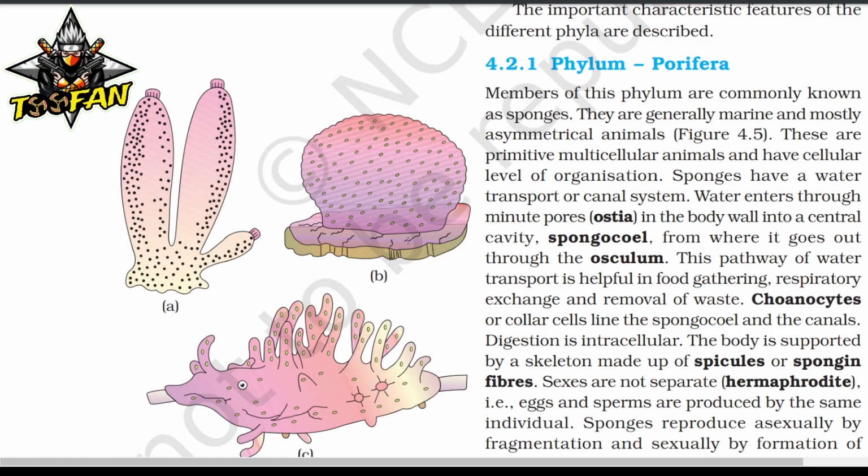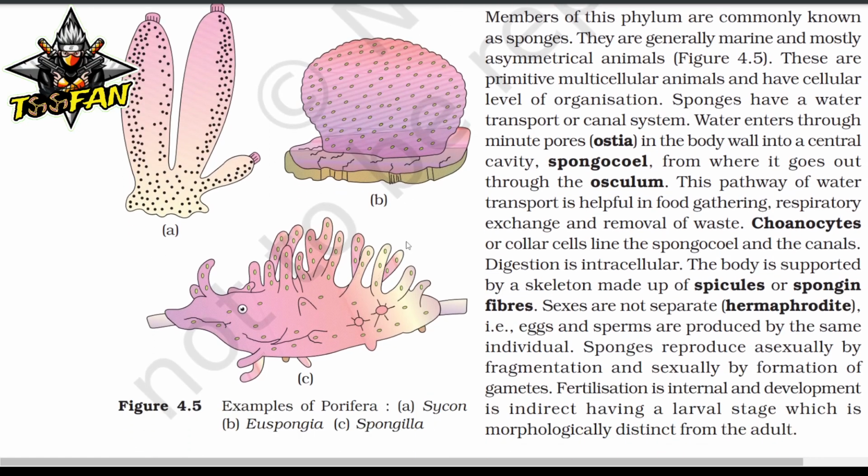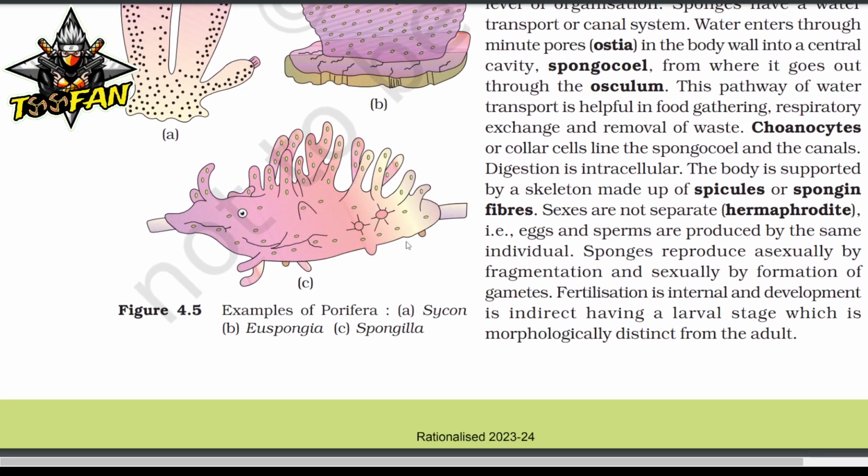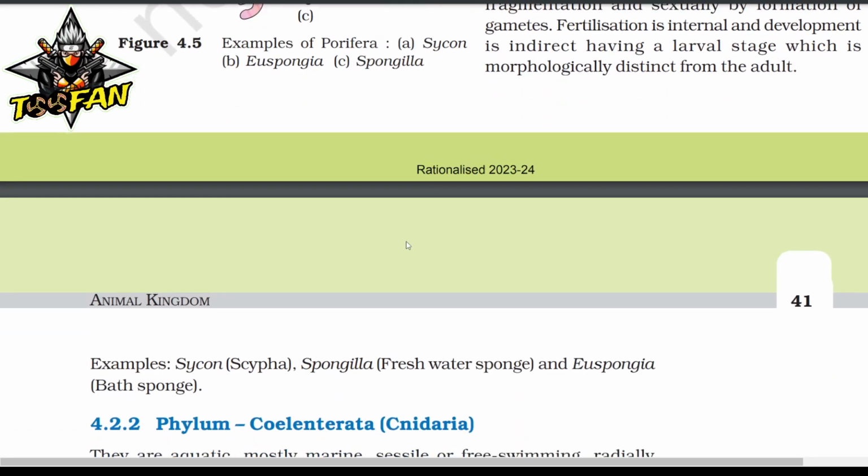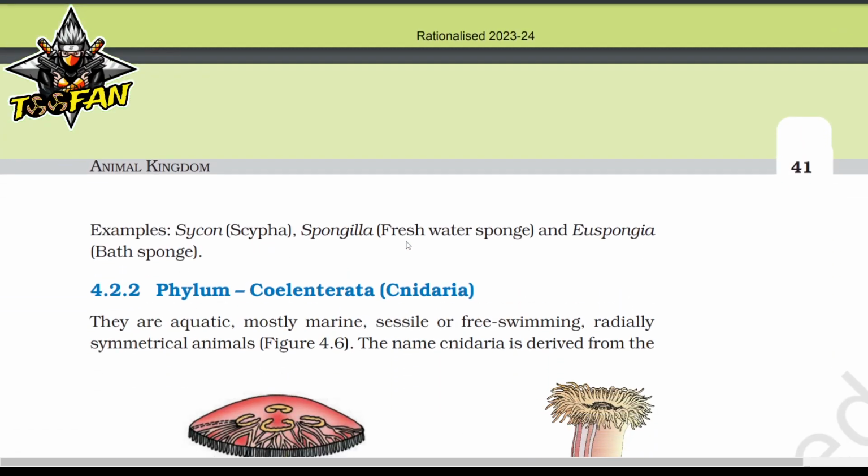Sexes are not separate; they are hermaphrodite, that is, eggs and sperms are produced by the same individual. Sponges reproduce asexually by fragmentation and sexually by the formation of gametes. Fertilization is internal and development is indirect, having a larval stage which is morphologically distinct from the adult. Examples: Sycon, Spongilla and Euspongia.